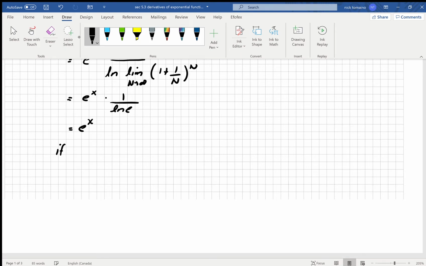So if y is equal to e to the x, then the derivative is also equal to e to the x. All right, this has huge implications, as we'll see a little bit moving forward. It's the only exponential, the only function whose derivative is itself.